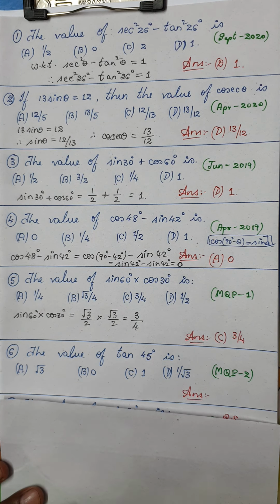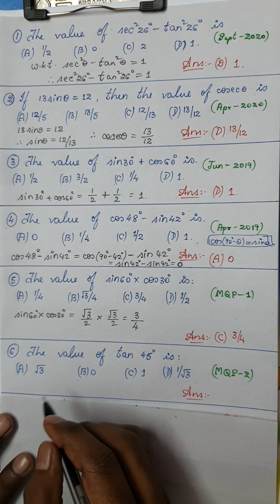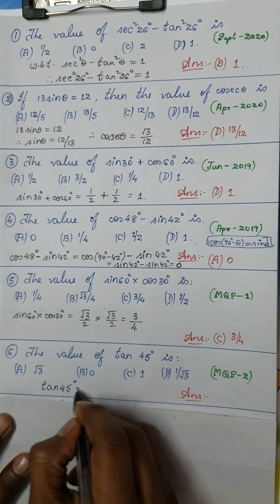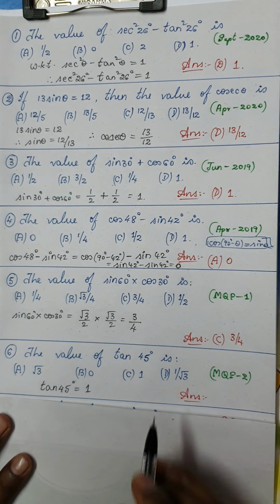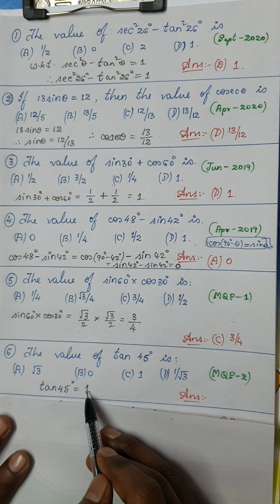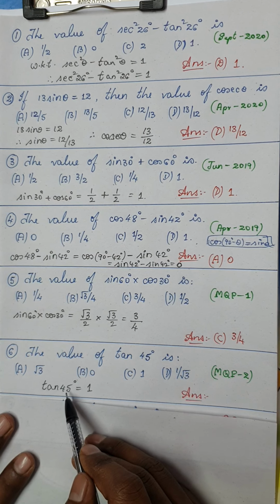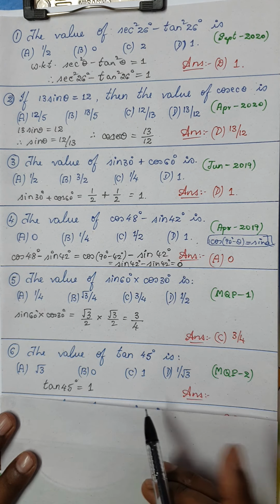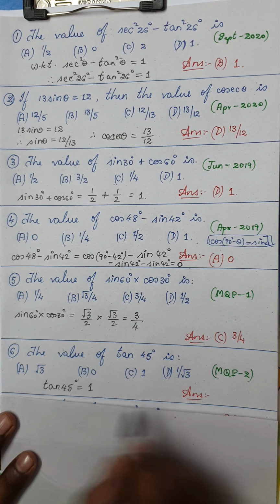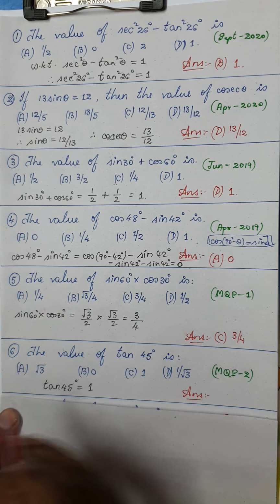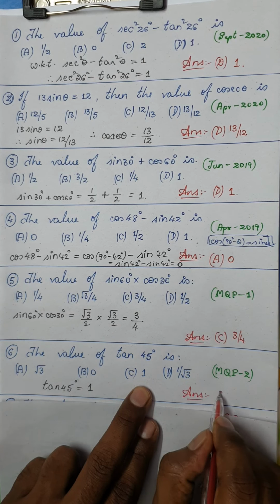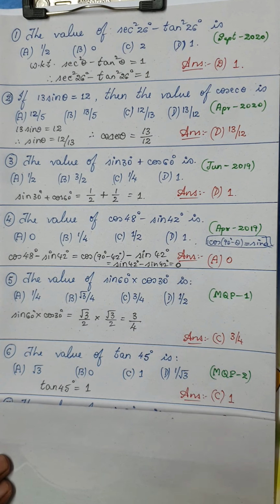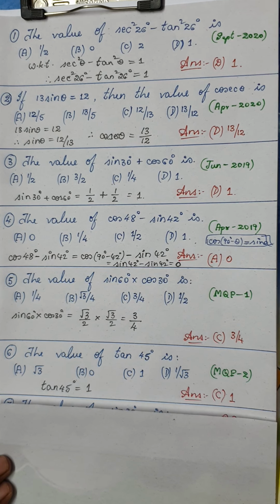So question number 6 is a very easy one. The value of tan 45 degrees is, I've already told you, it is equal to 1. Please remember, tan's value is 1 when it takes 45 degrees, sine value will give me 1 when it takes 90 degrees, and cos value will give me 1 when it takes 0 degrees. So tan 45 degrees is equal to 1. So what is the option you have? Option C, and the answer is 1. This question is given in the second model question paper.